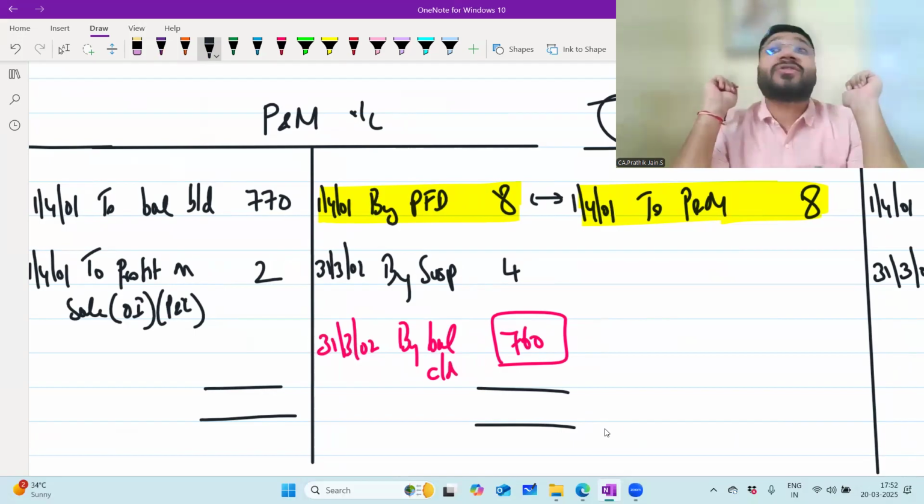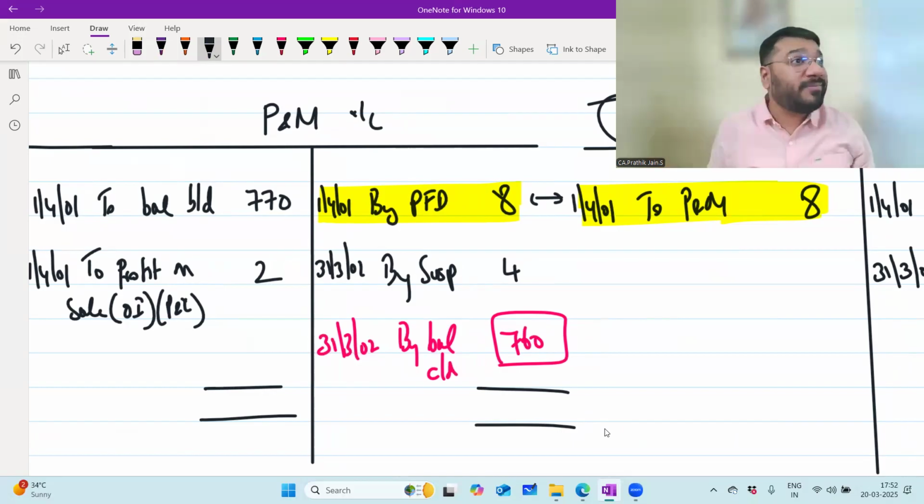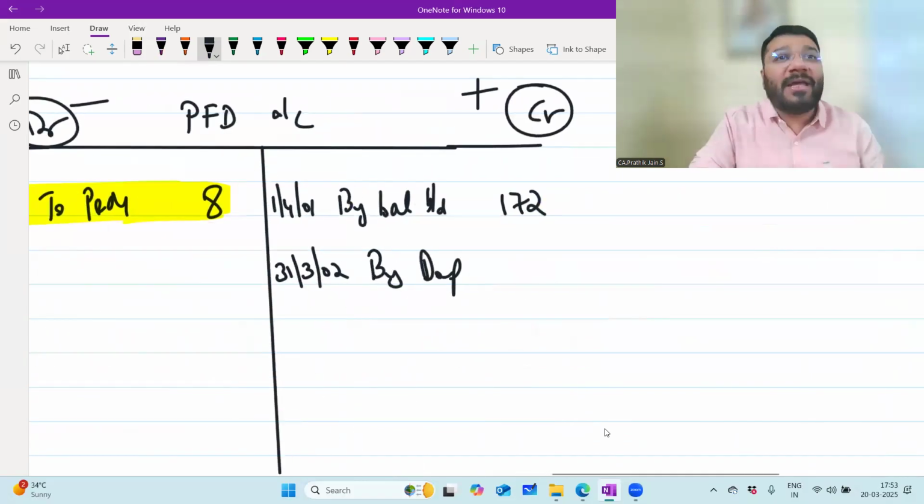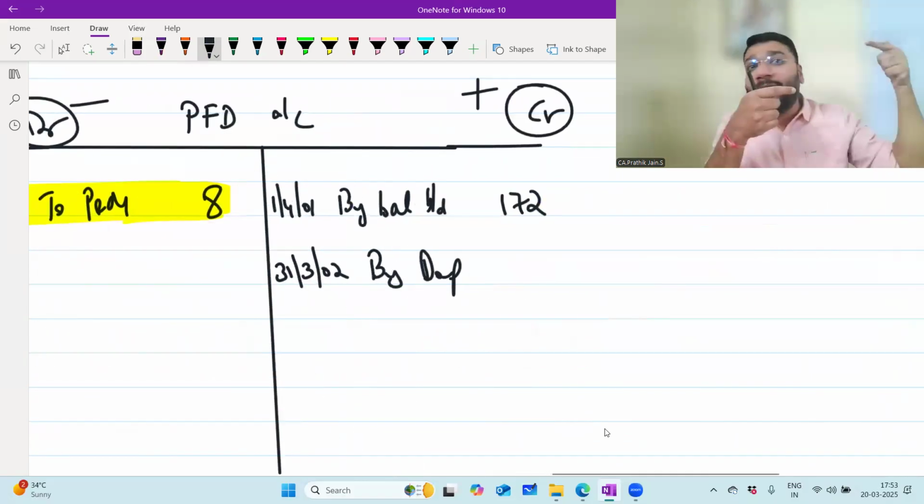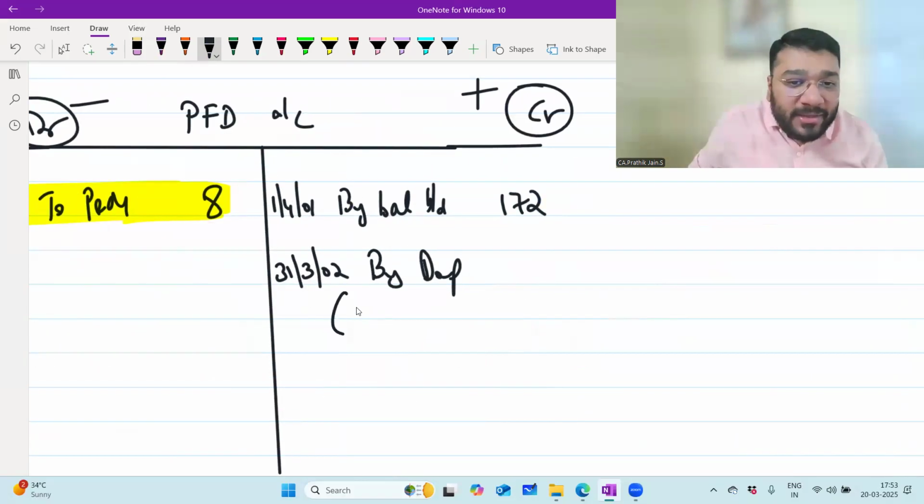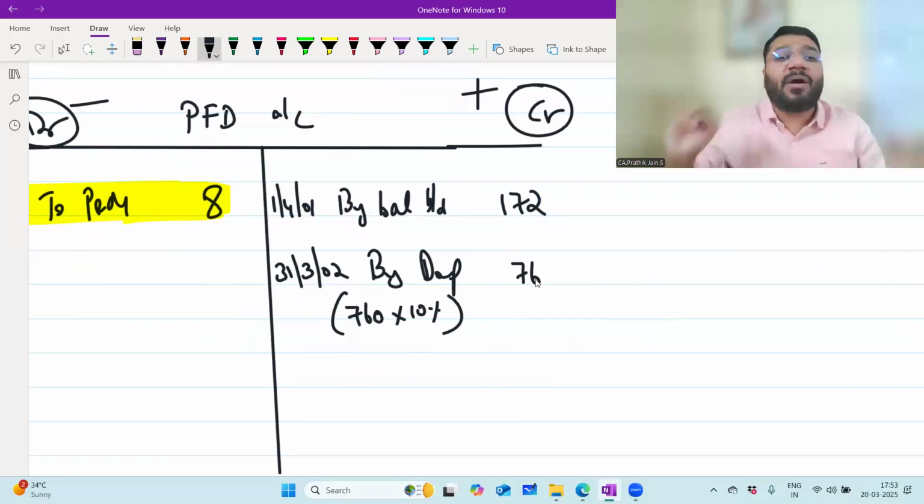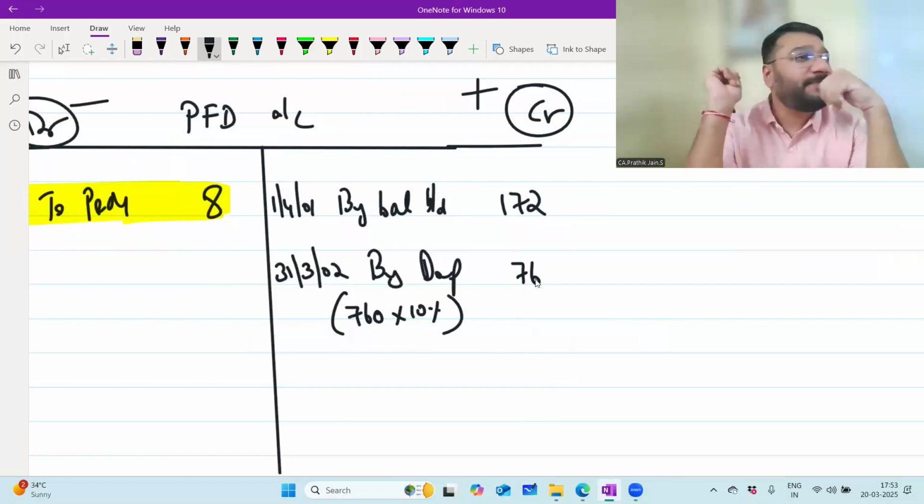Now I got the cost of the asset which has been used throughout the year. On that cost, depreciation how much percentage? 10%. What is the entry for that? Depreciation to P&L. In the P&L account, by depreciation. So here 7,60,000 multiplied by 10%. How much? 76,000 rupees is the depreciation for the current year.